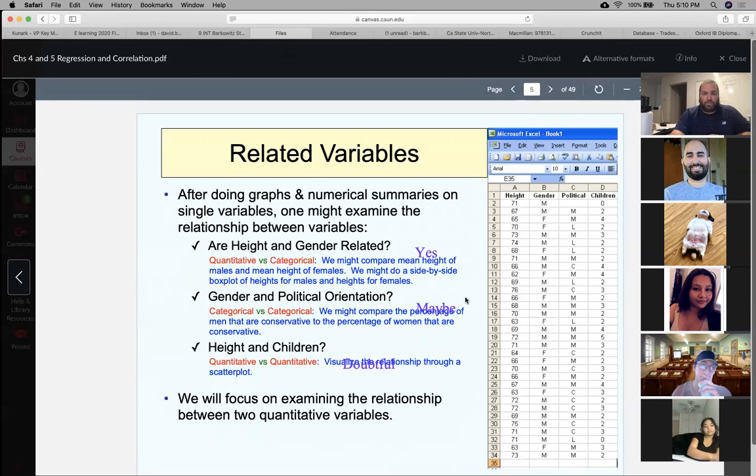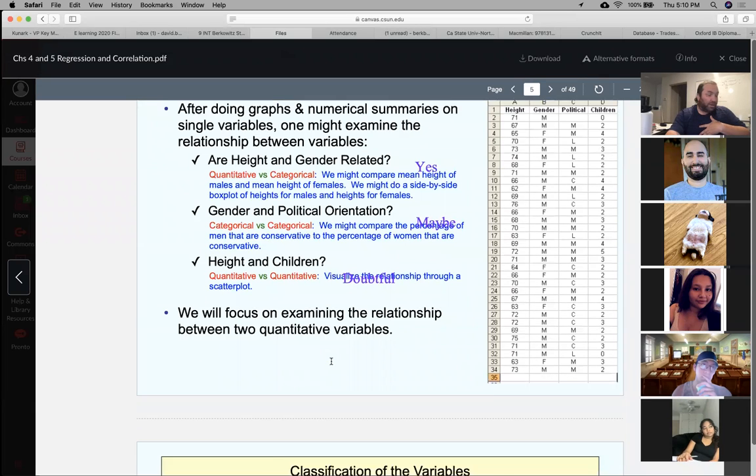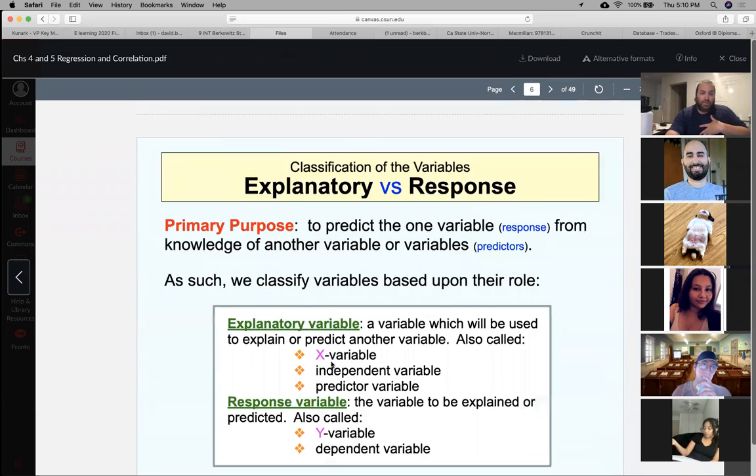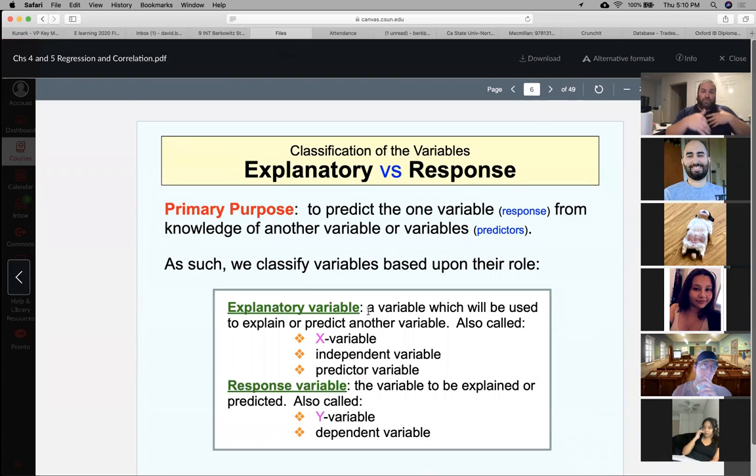And of course, the whole purpose of this chapter, and the next chapter, 4 and 5, is to talk about whether or not variables are related. Are height and gender related? Gender and political orientation related? Height and children related? Does one affect the other in a meaningful way? And to do that, we first have to decide, when we talk about 2 variables being related, do we think that one implies the other or vice versa?